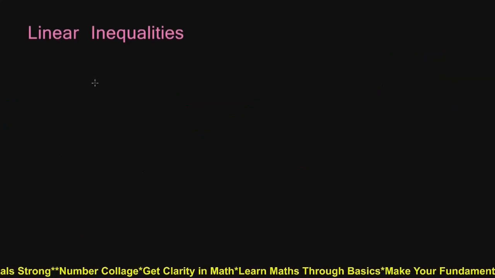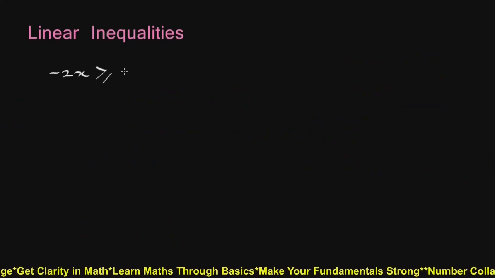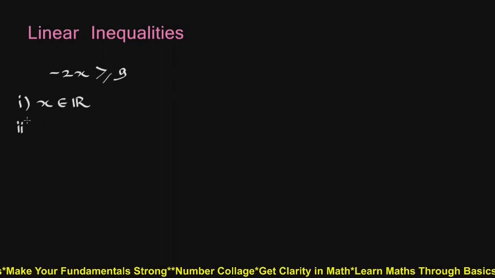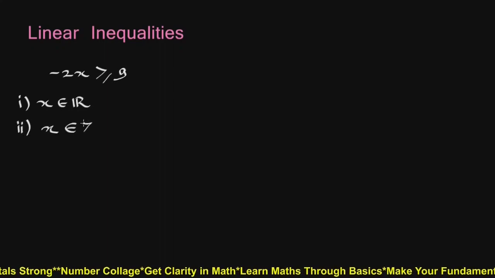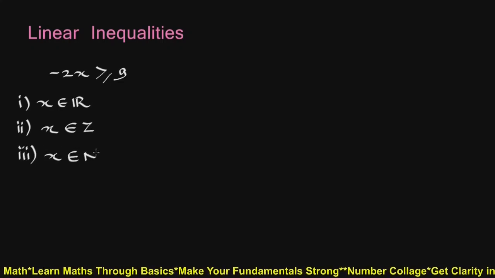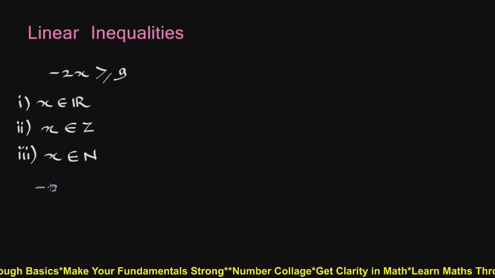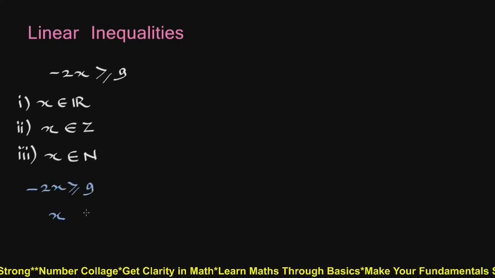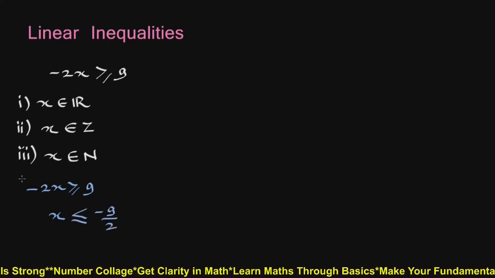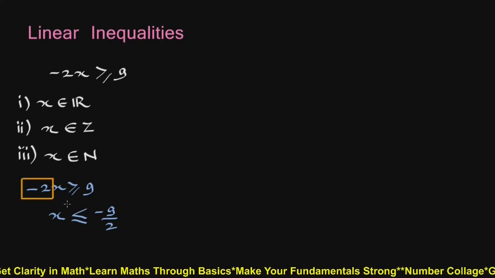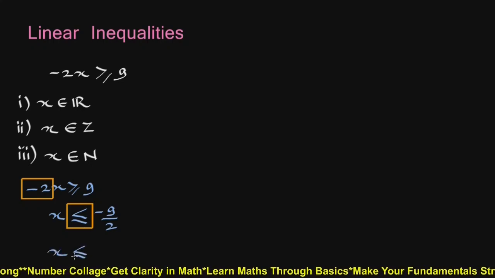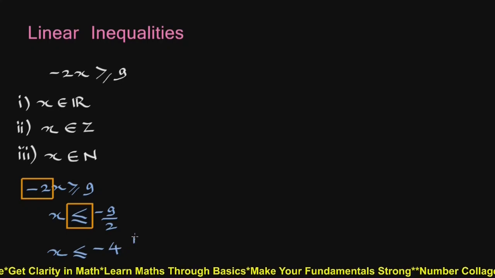Let us see how to solve minus 2x greater than or equal to 9 when, number 1, x is a real number, number 2, when x is an integer, and number 3, when x is a natural number. Now minus 2x greater than or equal to 9 gives us x less than or equal to minus 9 upon 2, because dividing by a negative number minus 2 reverses the inequality. So that will be x less than or equal to minus 4 integer 1 upon 2.